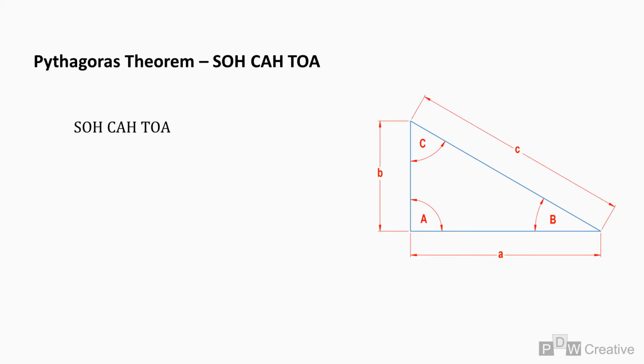Sohcahtoa is a useful method of remembering how to calculate the unknown sides and angles. The first part, SO, represents the sine of the angle which equals the opposite over the hypotenuse. We can use SO only if one of the sides is opposite the angle. We can use the calculation when we know either side, both sides, or 1 plus the angle.